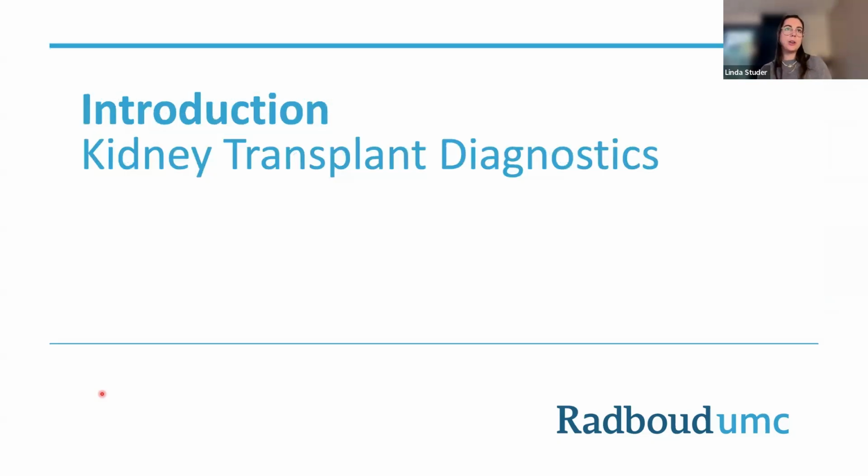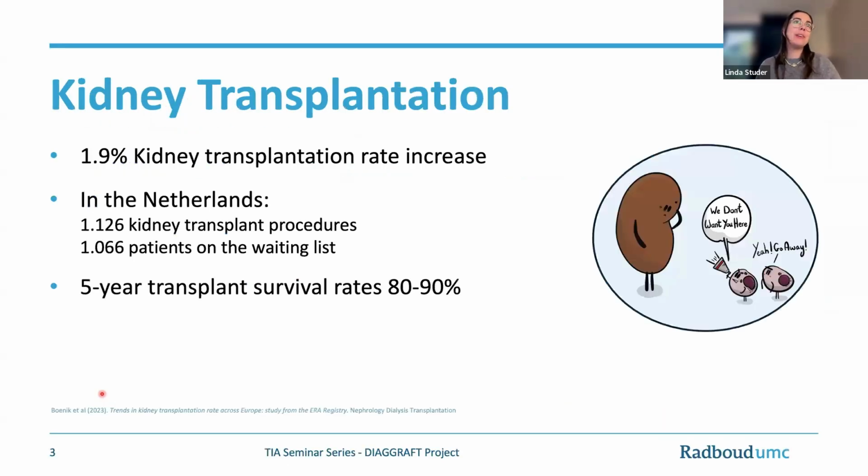But maybe let's start with some introduction on kidney transplant diagnostics. I know kidney is a bit of a niche topic. It's not cancer, it's transplant diagnostics. So what we're looking at is around a 2% increase in kidney transplantation rate over the last few years. And if we look specifically at the Netherlands, we have over 1,000 kidney transplant procedures every year, and also over 1,000 patients that remain on the waiting lists. So it's really important that every single transplantation counts, that the organs survive.